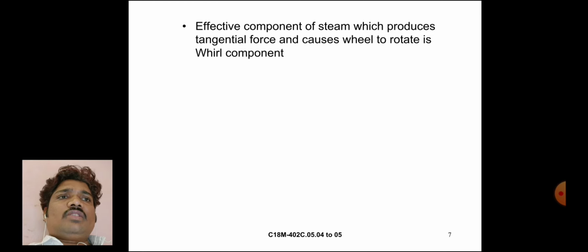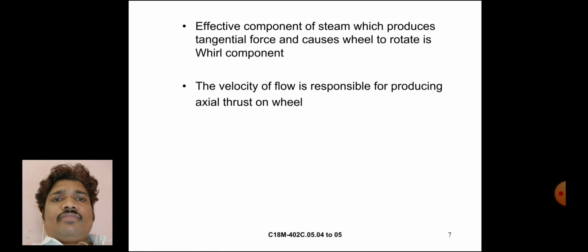The effective component of steam which produces tangential force and is responsible for rotation is the whirl component. The velocity of flow is responsible for producing axial thrust on the wheel.